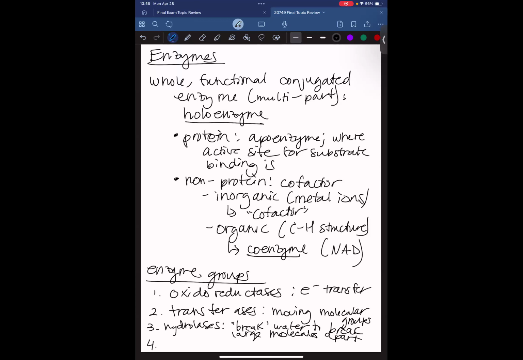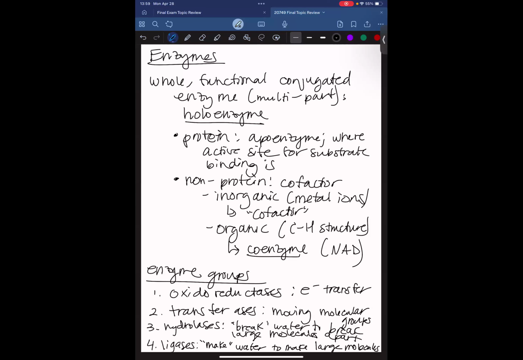And then we have our ligases. These guys make water to make larger molecules. Kind of the opposite of the hydrolases.